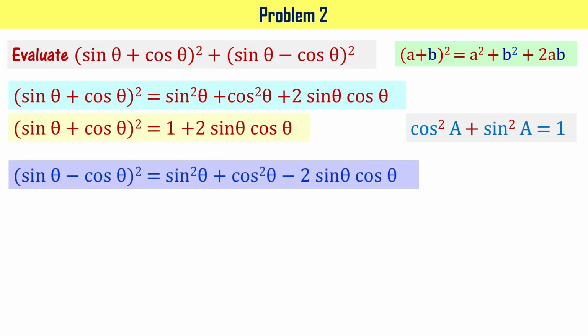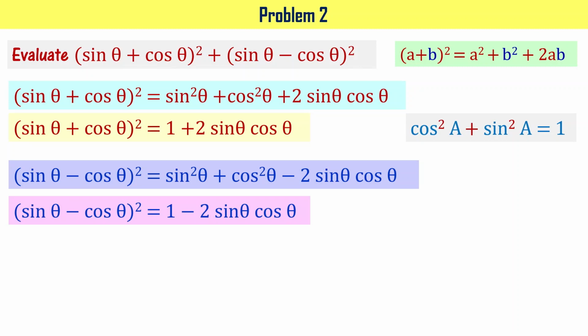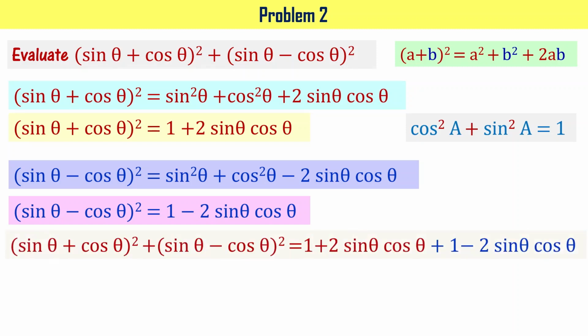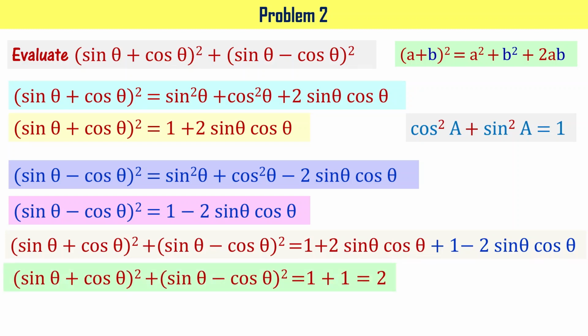Now, sin theta minus cos theta whole square can be written as sin square theta plus cos square theta minus 2 sin theta cos theta. That can be rearranged and written as 1 minus 2 sin theta cos theta. So let's now go back to the original problem statement. As per that, sin theta plus cos theta whole square plus sin theta minus cos theta whole square equal to 1 plus 2 sin theta cos theta plus 1 minus 2 sin theta cos theta, right? It means it is equal to 1 plus 1, that is equal to 2. Please take a note of this. Let's go to the next problem.